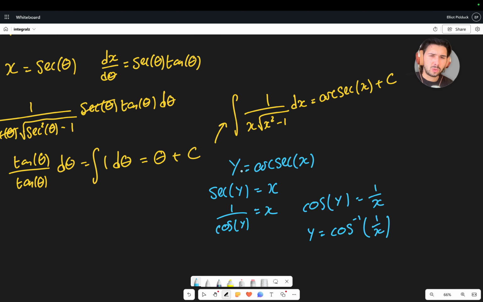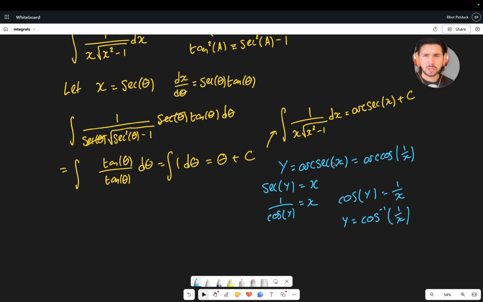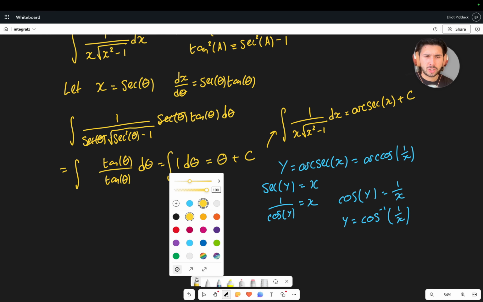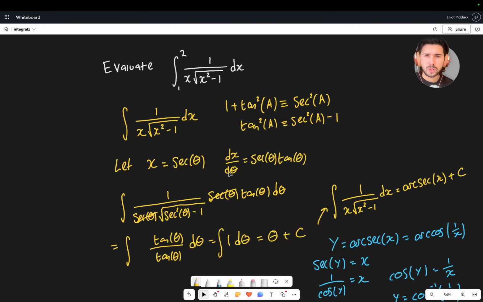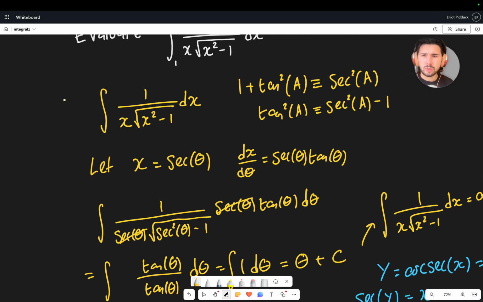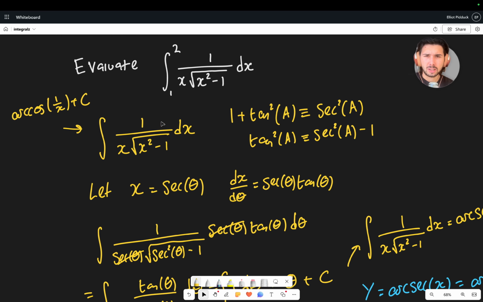So y is also inverse cos of 1 over x, or arc cos of 1 over x. So what I've said is that y, which is arc sec x, is the same thing as arc cos of 1 over x, or cos to the minus 1, they're the same thing, whatever you prefer. So this is a much nicer way of visualizing this. So what we've really said is our integral, which is arc sec x, is also arc cos of 1 over x, which is maybe a little bit nicer. So we've just worked out that this thing is equal to arc cos of 1 over x plus c, which is a lot nicer than, again, arc sec x, in my opinion.